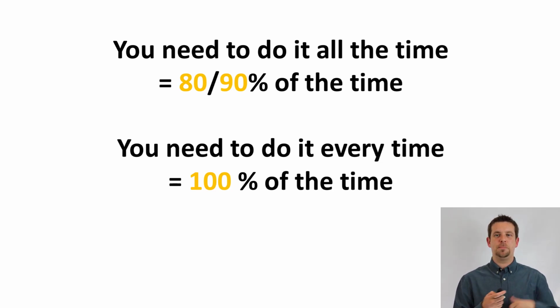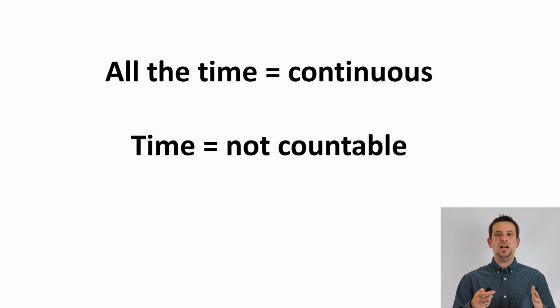So let me give you another example. If we have all the time, it's continuous. And in this case, time is not really countable. We're really using it as like a description of a routine. For example, I make new YouTube videos all the time. Like continuously in my life, I do it all the time. But for example, now that I am recording the videos, every time I record a video, 100% of the times, I need to check the microphone and the camera every time.